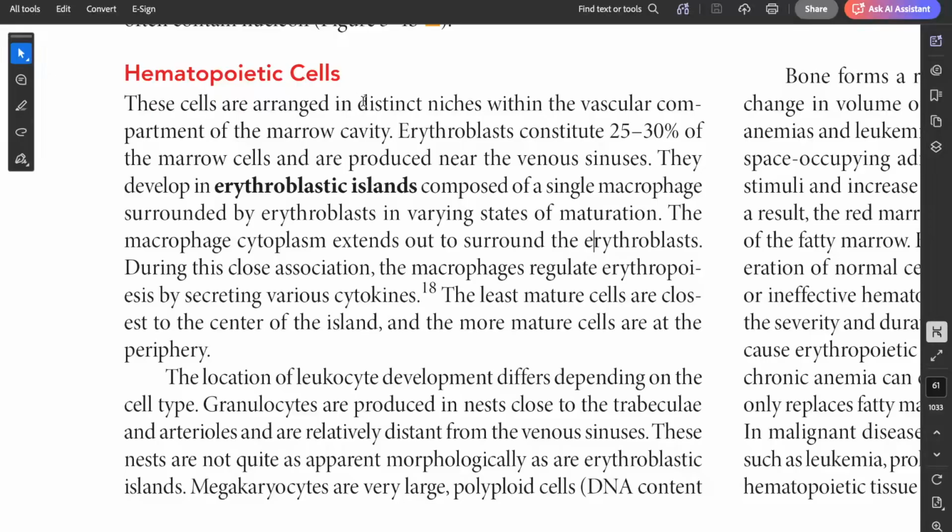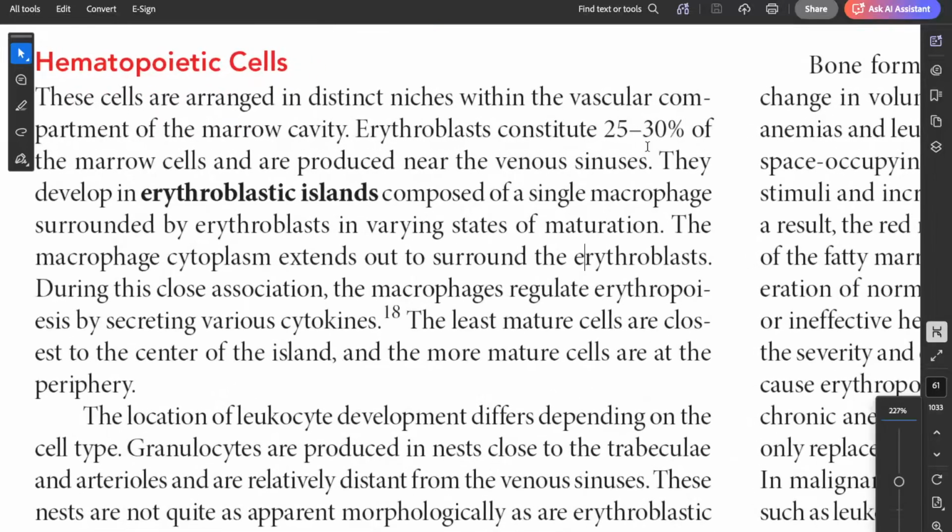So let's discuss hematopoietic cells. These cells are arranged in distinct niches within the vascular compartment of the marrow cavity. Erythroblasts constitute 25 to 30% of the marrow cells and are produced near the venous sinuses. They develop in erythroblastic islands composed of a single macrophage surrounded by erythroblasts in varying states of maturation.